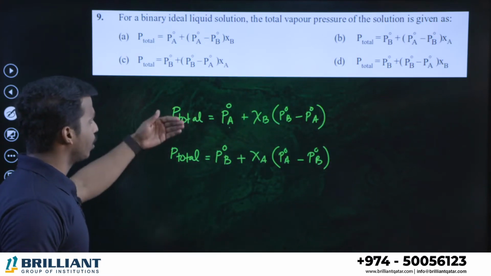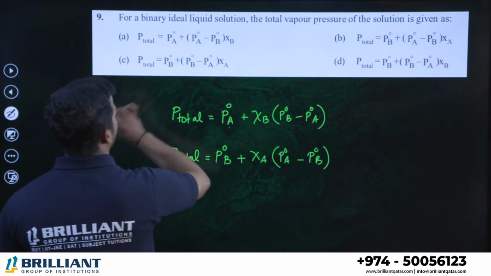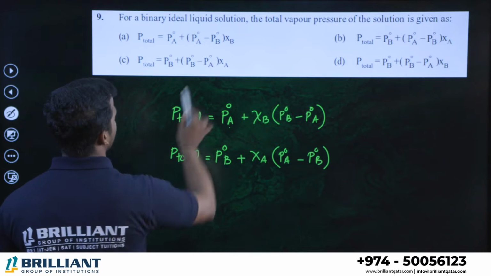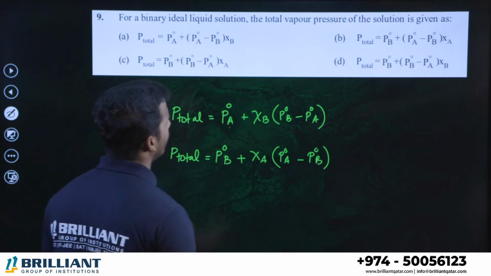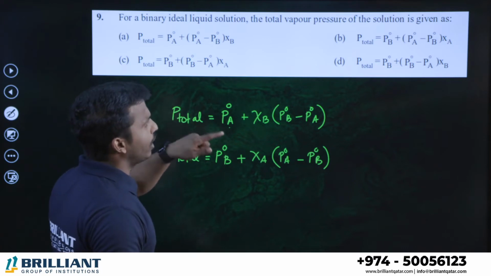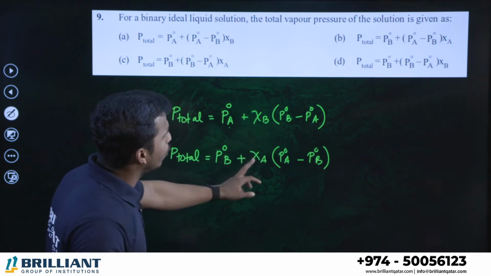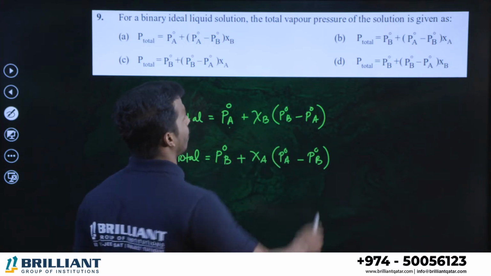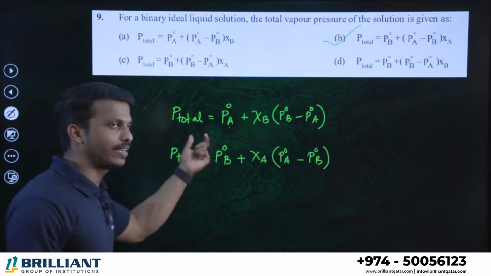So which equation can you observe here? P total is equal to P naught A plus XB into P naught A minus P naught B. No. Option B, P total equal to P naught B plus XA into P naught A minus P naught B. Yes, option B can be. So carefully watch the letters, okay.